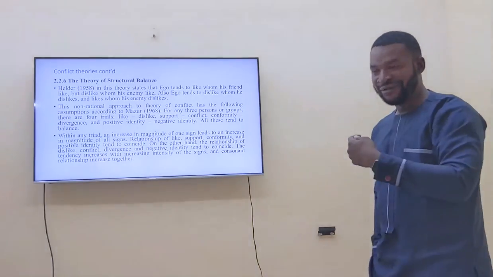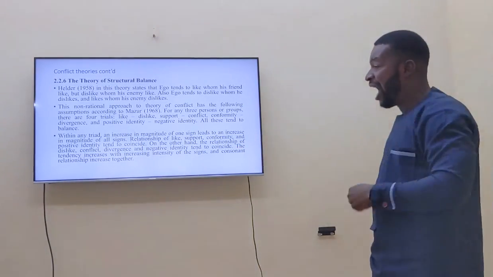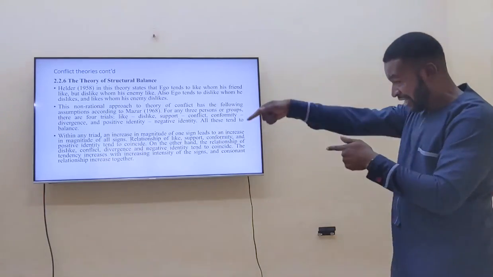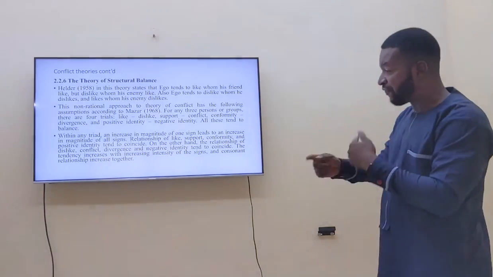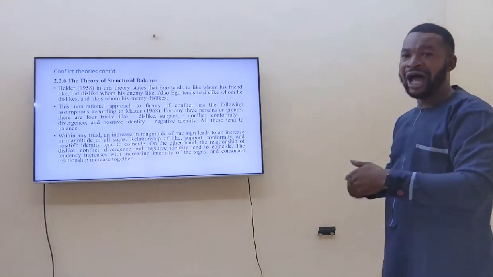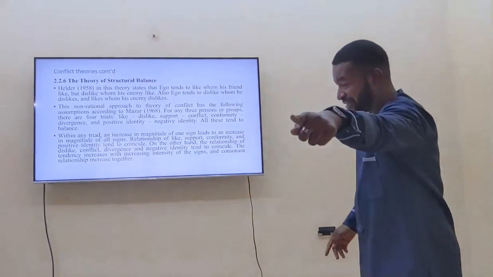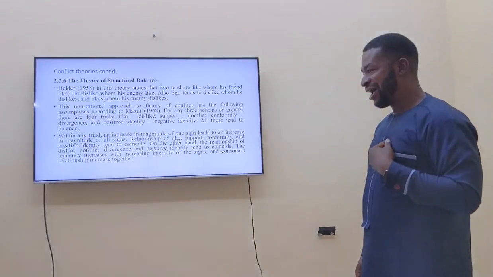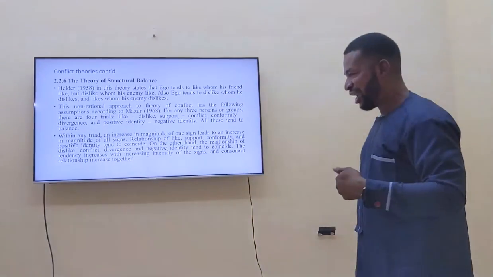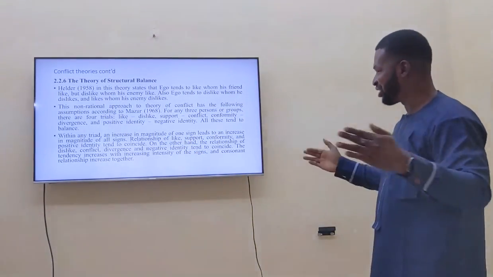I don't know if you get it. Because you're my friend, we are friends, and you have a certain enemy, definitely that person that is your enemy will be what? My enemy. And vice versa, because you are my enemy and you like this person, definitely I don't like you and I won't like who you like. That is what this theory is about.